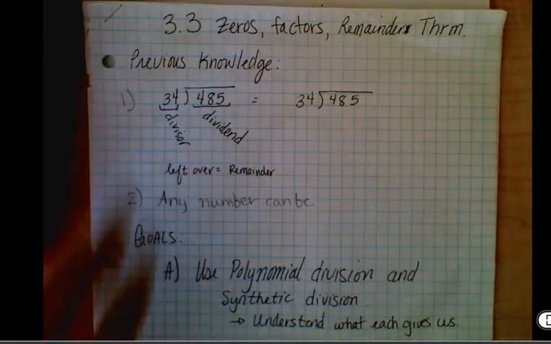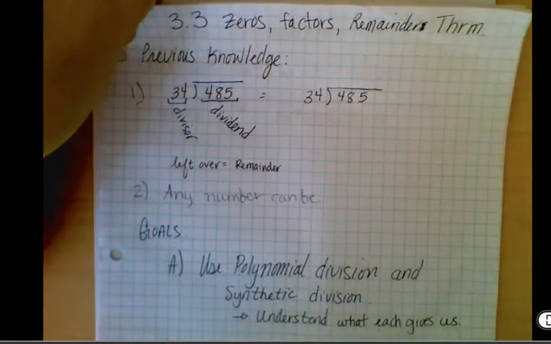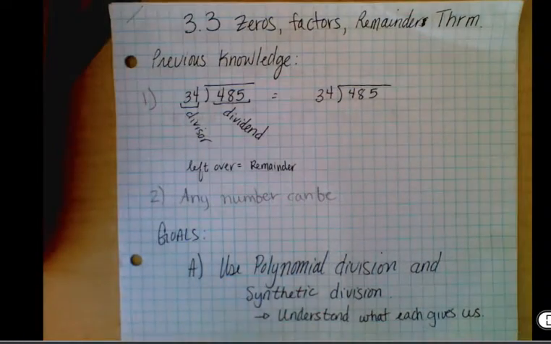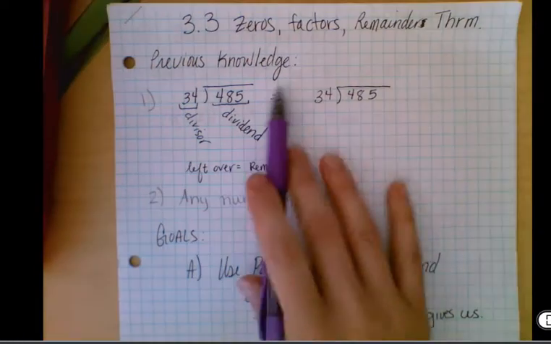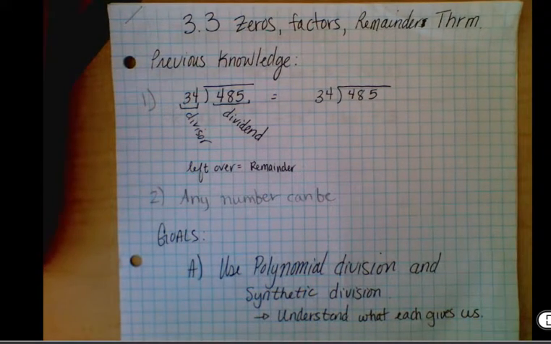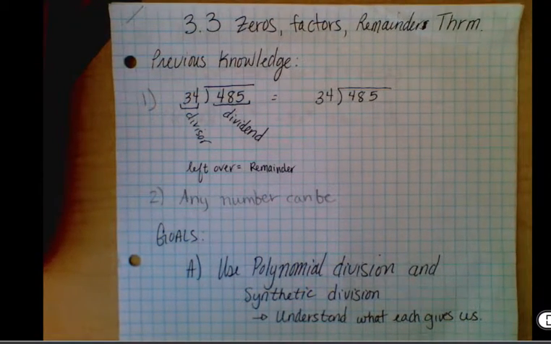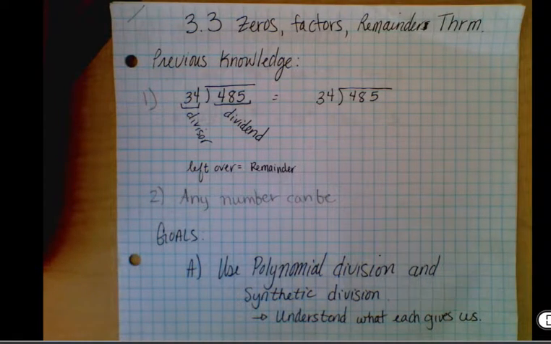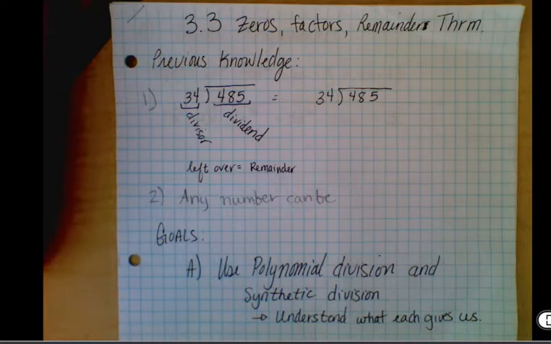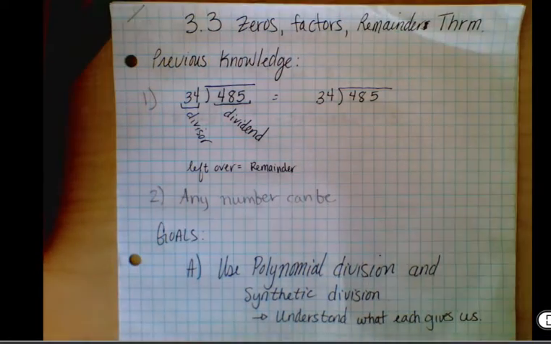For this section, 3.3, we're going to break it up into 2 days. I sent you all of the notes at once, but we're going to do zeros, factor, and the remainder theorem, and then separately we're going to look at roots and sums of polynomials. Sums and products of polynomials separately because I think it's a little bit tricky, and it's one of those things that we haven't actually done before.